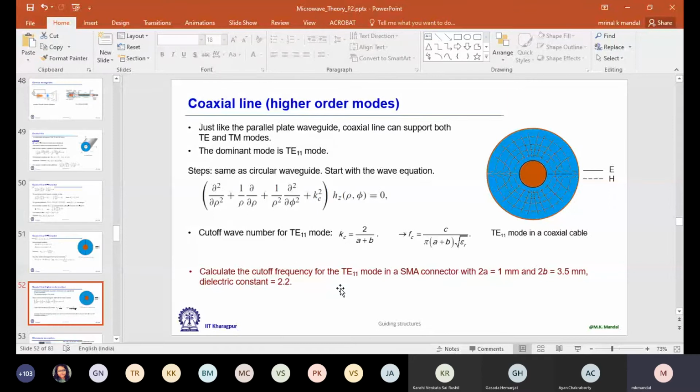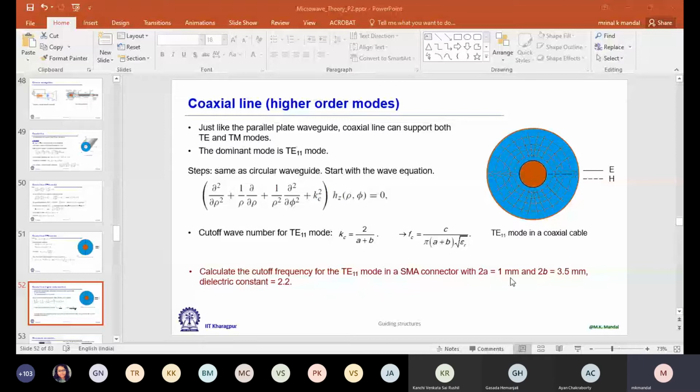So here I gave you one example. What is SMA? I'm coming to that point later. So we have a coaxial cable. Here the diameters are given. A standard coaxial cable available in the market. Twice A is equal to 1 millimeter, and twice B is equal to 3.5 millimeter. And in between, we are using Teflon. It's a white color dielectric material. Dielectric constant is given as 2.2.